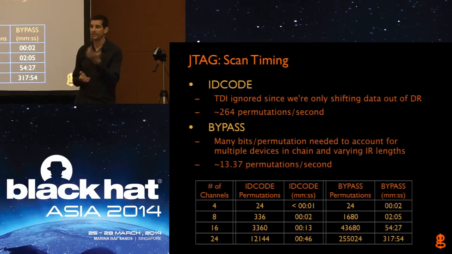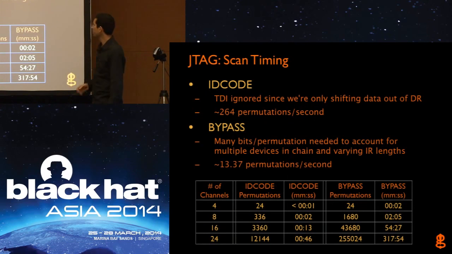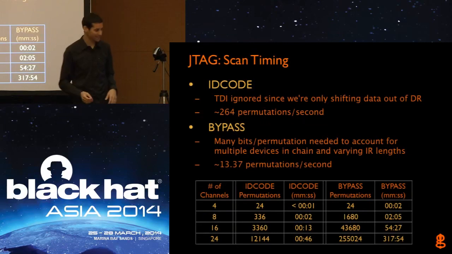But the problem is then you still need the other pin. You still need TDI. So usually what I'll do is run an ID code scan first to verify that there's a JTAG interface. And then once I know there is one, then I can do the bypass scan to get TDI, to get that final pin. For the bypass scan, 13.37 permutations per second. Just happened that way. Totally leet.